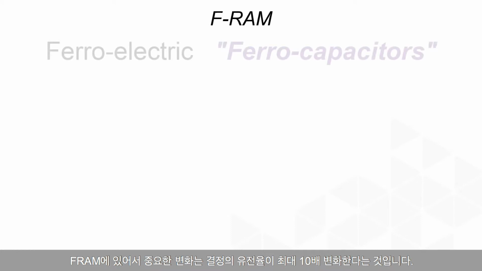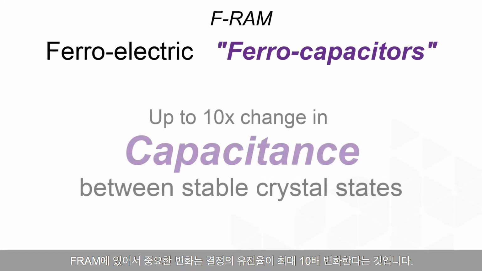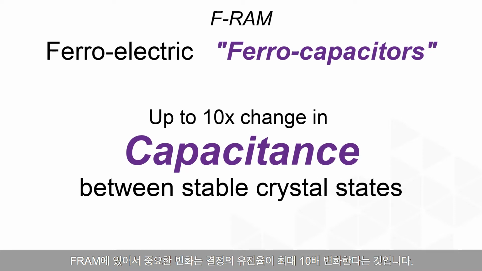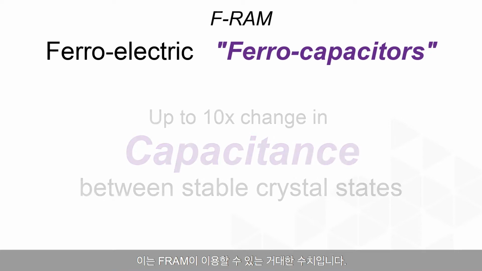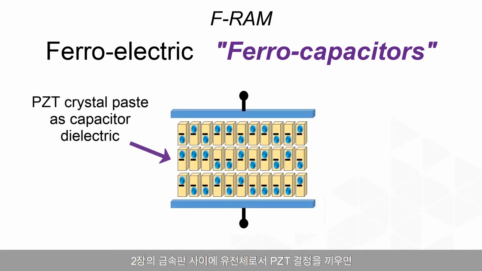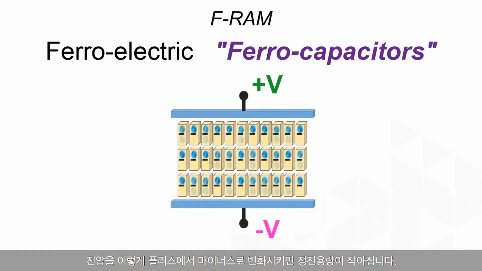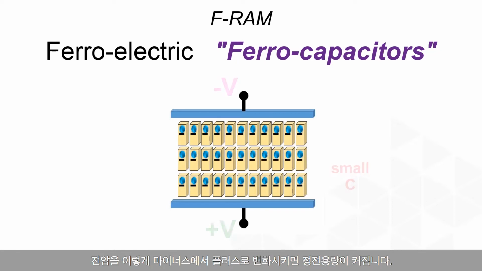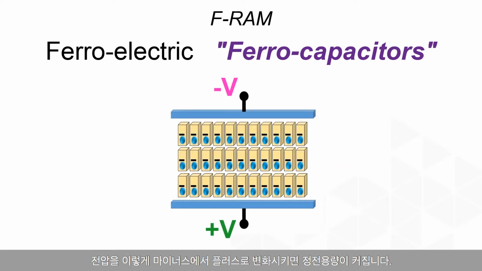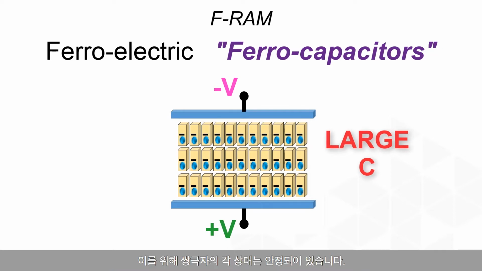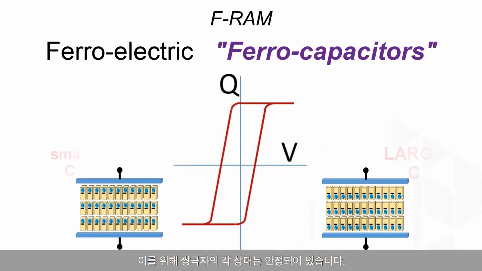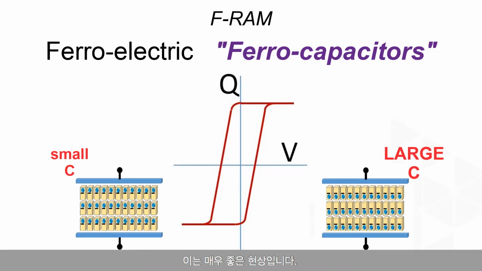For FRAM, the key change is that the crystal's dielectric constant can change by up to 10 times. That's a huge number that FRAM takes advantage of. Put PZT crystals as the dielectric between two metal plates, and we create a capacitor that can change in value. Voltage plus to minus like this, and the capacitor becomes small. Voltage minus to plus like this, and the capacitance changes to large. Now it takes some voltage momentum or hysteresis to cause this physical change in the PZT, which makes each dipole state stable. That is a very good thing.